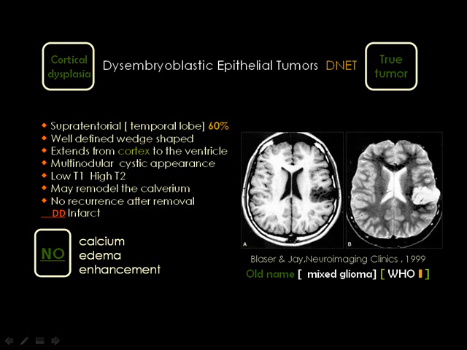And then you come to the abnormal proliferation resulting in tumors. There are two types of tumors. The first one is known as DNET, or dysembryoplastic neuroepithelial tumor. This is, as you can see here, a situation between cortical dysplasia and the true neoplasm. They are actually not true neoplasms, and both tumors, the DNET and the ganglioneuroma, are located in the temporal region in most of the cases. In this particular tumor, there is no calcium, there is no edema, and there is no enhancement.